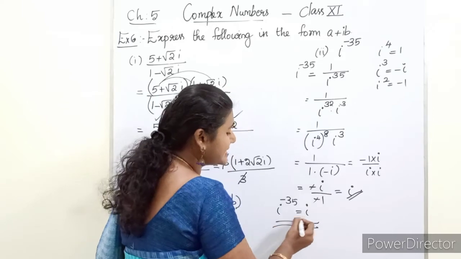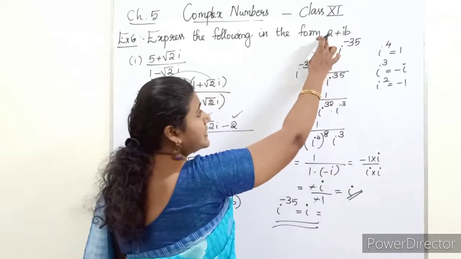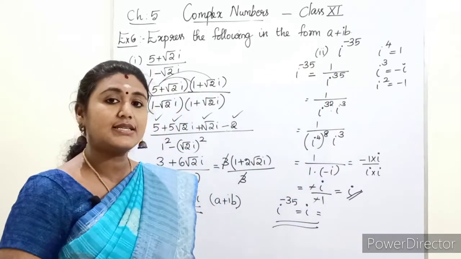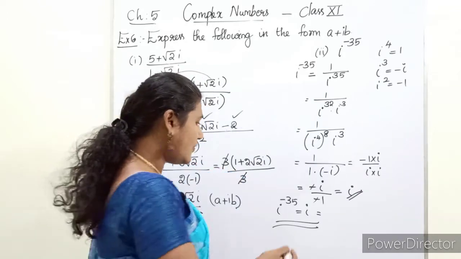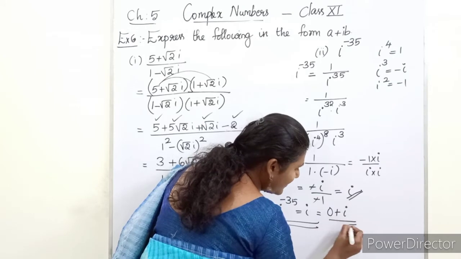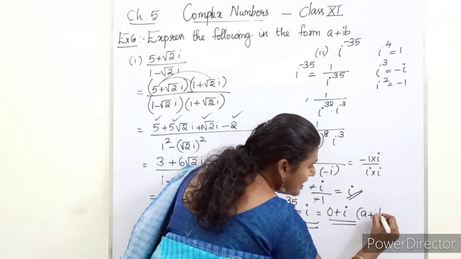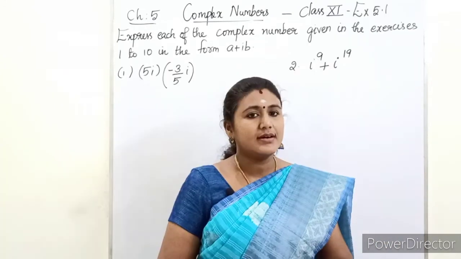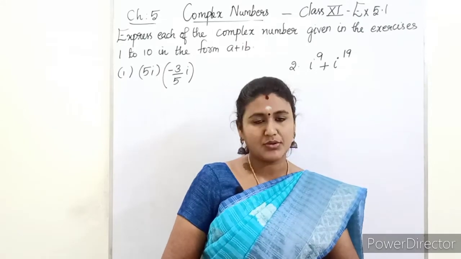So this is the answer, and this i we have to express in the form a plus ib. So we can write this as 0 plus i. Okay, so we have expressed this in the form a plus ib. We will learn exercise 5.1 questions.